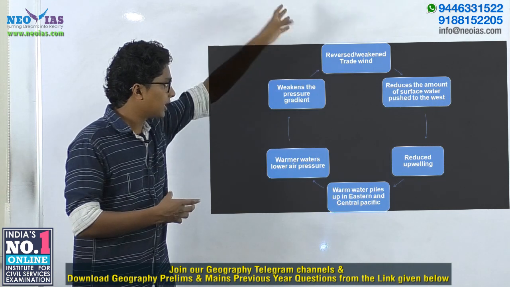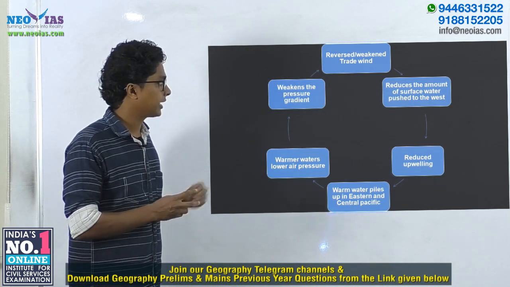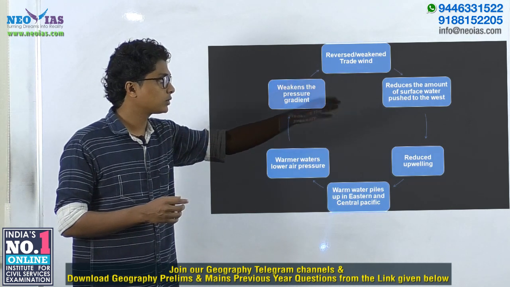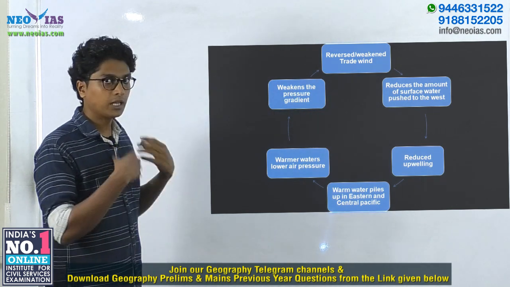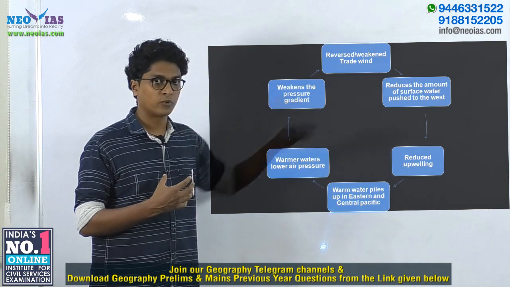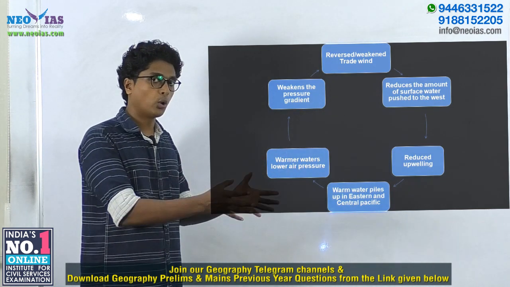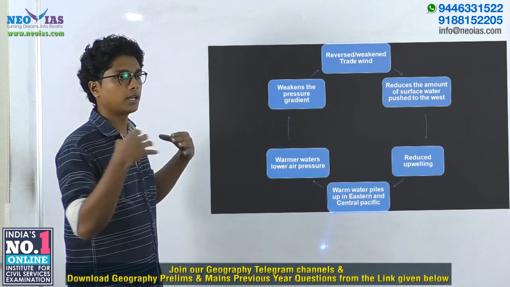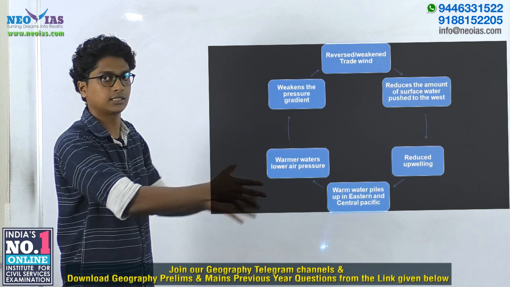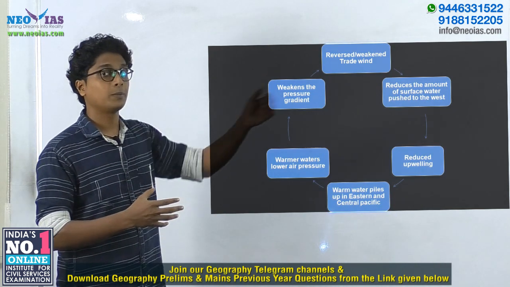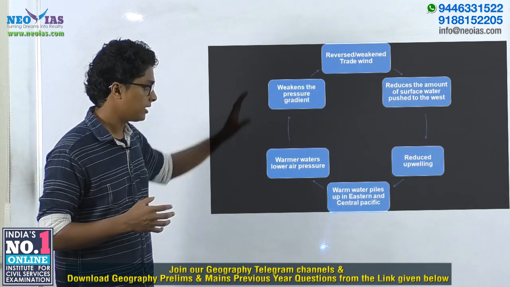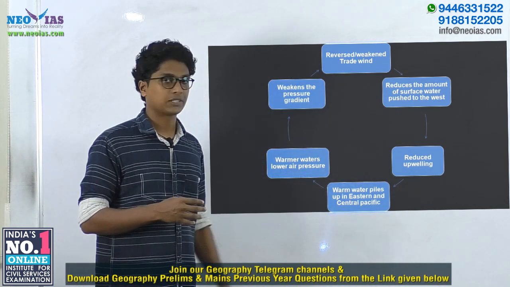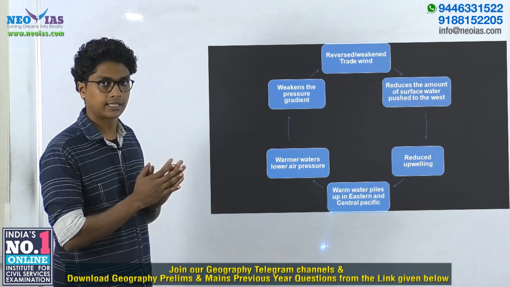So we started with the reversed or weakened trade wind, right? Reversed or weakened trade winds reduce the amount of surface water pushed towards the west, and that means we'll have reduced upwelling, right? Upwelling means the cold ocean water coming from the depth of the ocean towards the surface. Since the warm surface water is staying there in the Eastern Pacific, the upwelling will be reduced. And due to this whole process, the warm water piles up in the Eastern Pacific Ocean, right? This can be Eastern as well as Central Pacific, right?